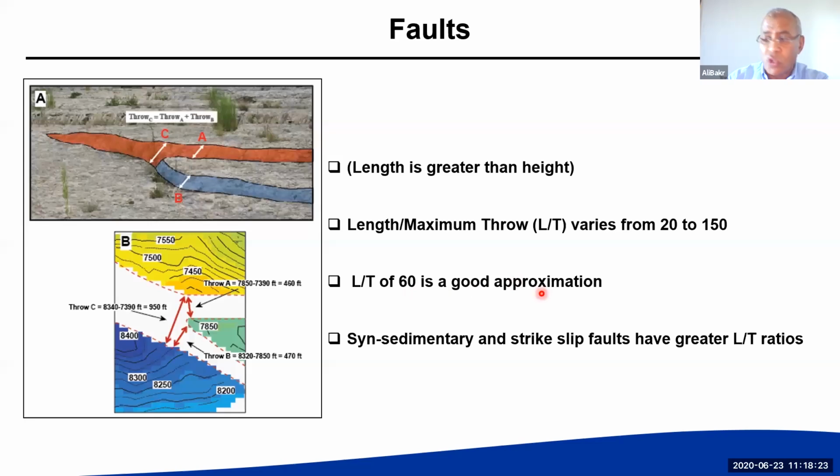You have to look in your seismic interpretation to see this approximation, very important. And also in case of strike slip fault, or even thin sedimentary rocks, thin depositional fault, sometimes the L over T ratio increases more than that.